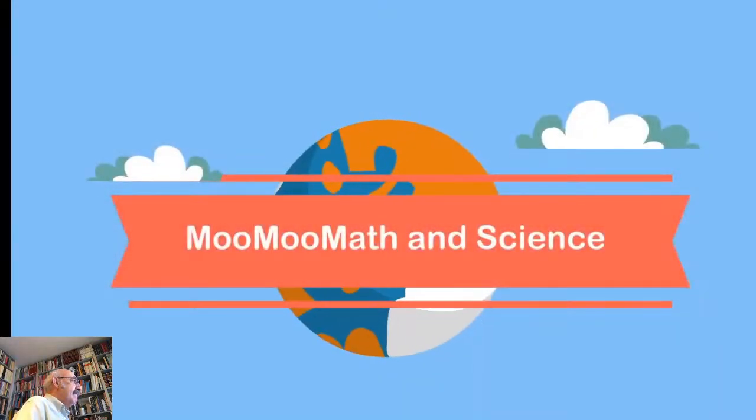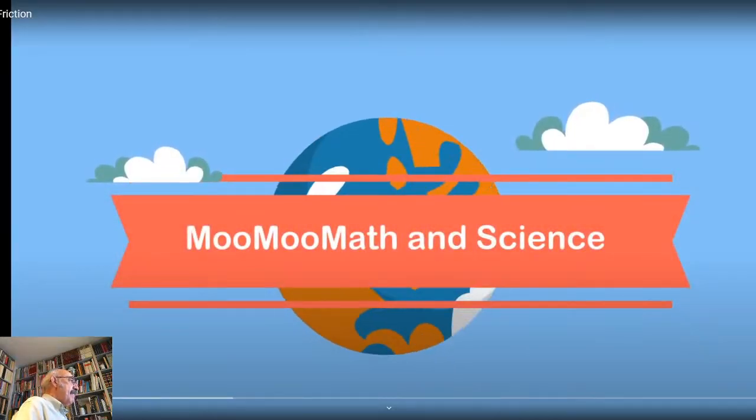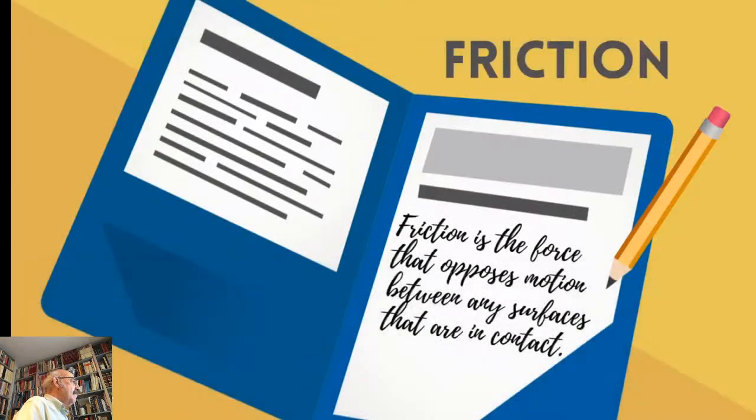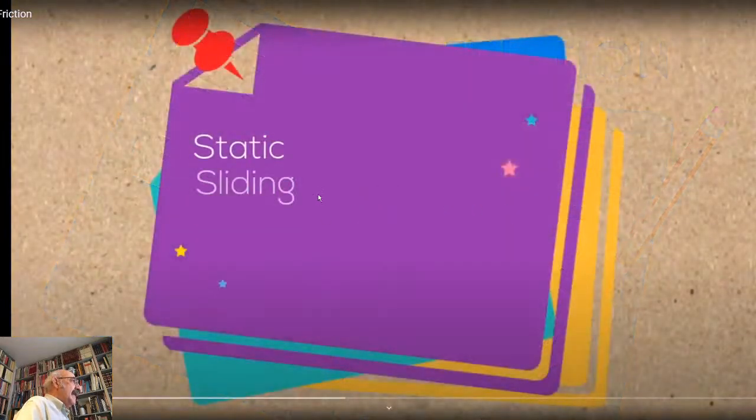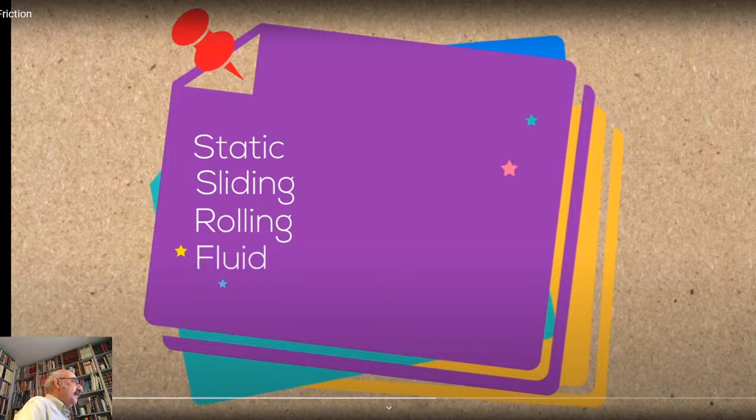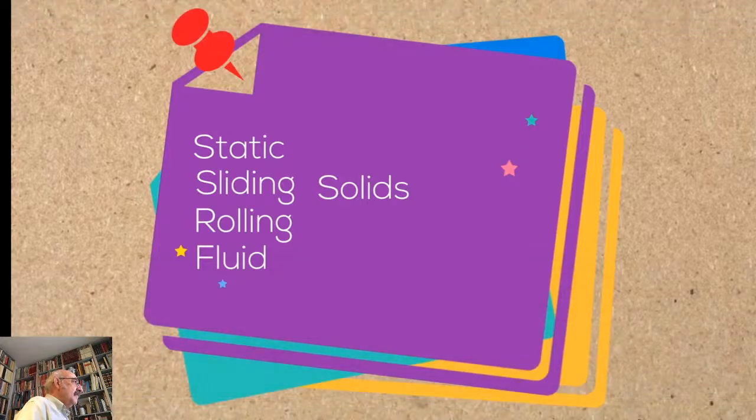To strike a match. Welcome to Moo Math in Science and Friction. Friction is the force that opposes the motion between any surfaces that are in contact. There are at least 4 types of friction: static, sliding, rolling, and fluid friction. Static, sliding and rolling friction occur between solid surfaces, and fluid friction occurs in liquids and gases.